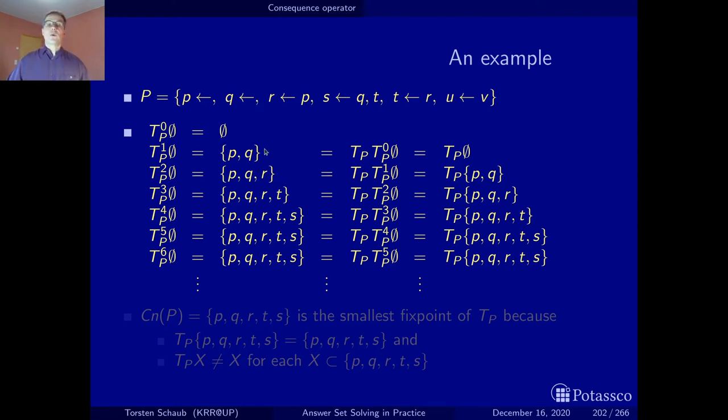And so things continue that way. In the next iteration, of course, P and Q apply again. And since we have already P and Q from the last iteration, we now can also apply the rule R if P, and so we additionally get R. And so this continues in this way until the 5th iteration, until we have applied all applicable rules. And there's one that remains inapplicable, that's the rule U if V, because there's actually no rule with V in the head, so this rule will never be applicable, and we will never be able to add U to the consequences of our program.